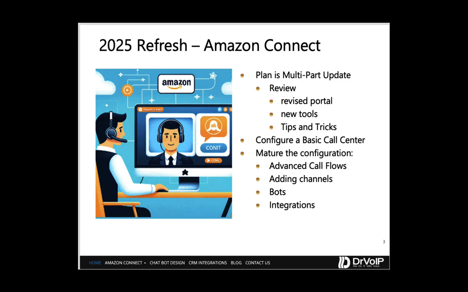And then in subsequent parts, we're going to take that very basic first configuration and mature it by increasing the functionality of the initial call flows, by adding additional channels, by creating some bots and speech recognition solutions, and taking a look at popular integrations. And in general, you should be able to view this as a tutorial on the full functionality and capabilities of Amazon Connect. So let's get into it with our first overview.